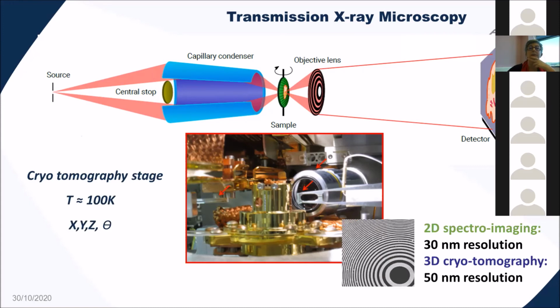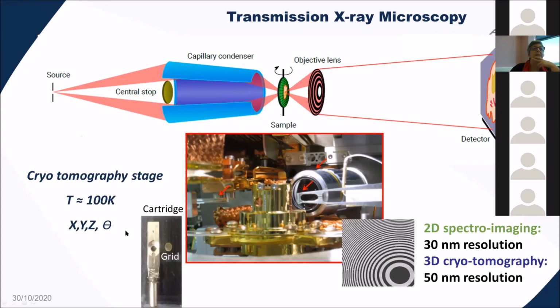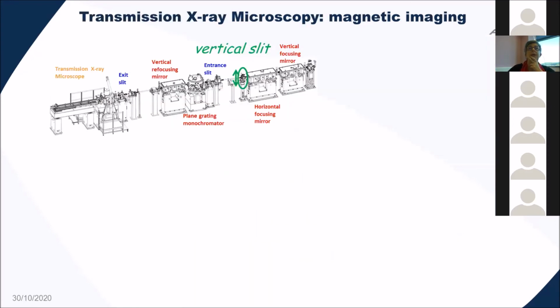The samples are typically mounted on this type of stubs, so on very small grids, the typical TEM grids. In 3D, the resolution is 50 nanometers, down to 30 in the best conditions. And for magnetic contrast, in this beamline, which is called Mistral, there is no undulator.